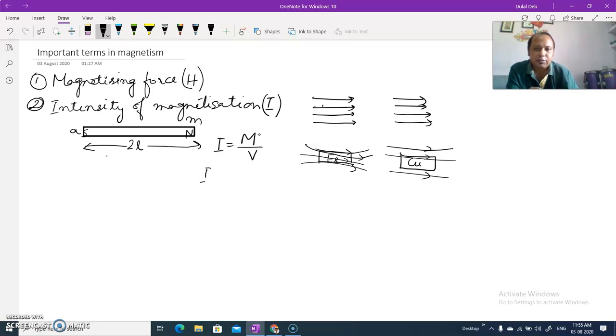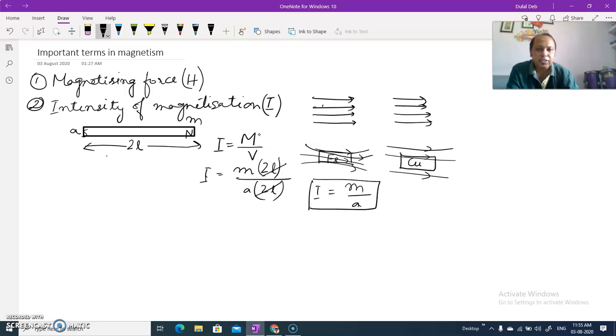So I can be written as M, which is pole strength into the length, 2L, divided by the volume, which will be A into 2L. So the 2L will cancel out and we will have intensity of magnetization given by m by A, pole strength divided by the cross-sectional area, which initially was written in the form of dipole moment divided by the volume.